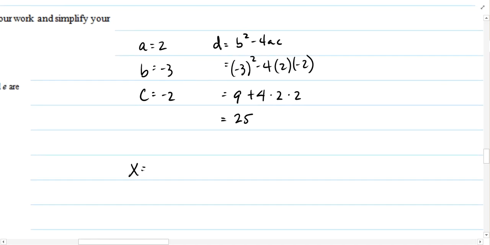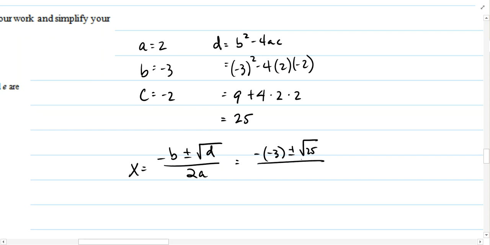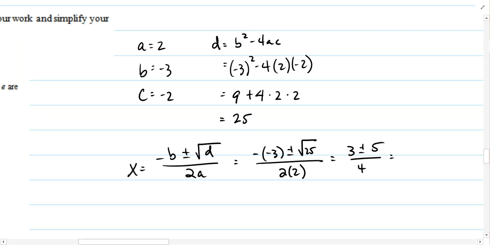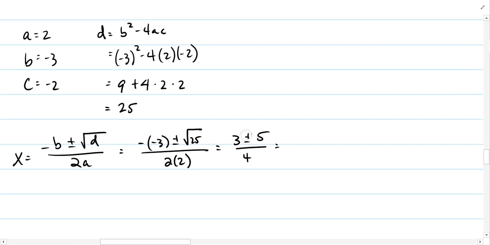Because now, when we're looking for our solutions for x, if we think of this alternate form, the opposite of b plus or minus the square root of the discriminant, d, divided by 2a, well, that's the opposite of negative 3 plus or minus the square root of 25, divided by 2 times 2, which is 3 plus or minus 5, divided by 4. And here's where our two solutions come into play. 3 plus 5 and 3 minus 5 are going to produce two different results. One of them is 8 over 4, and the other one is going to be negative 2 over 4.